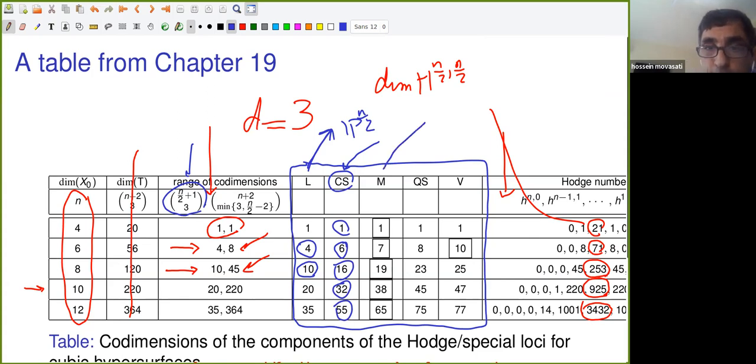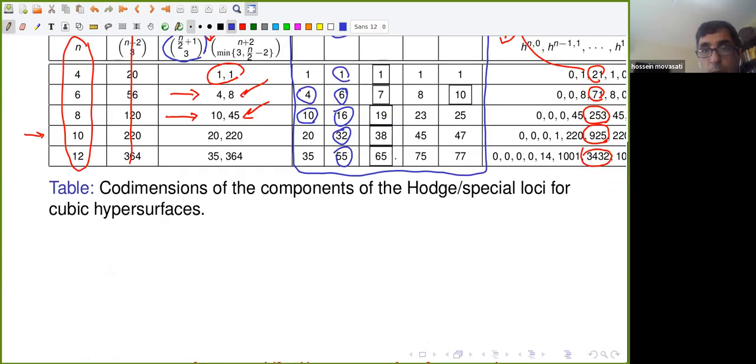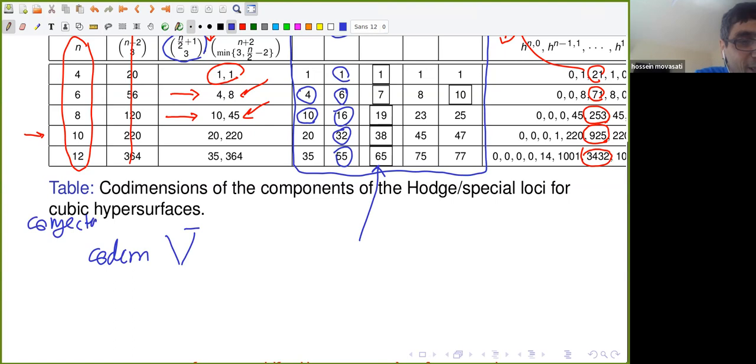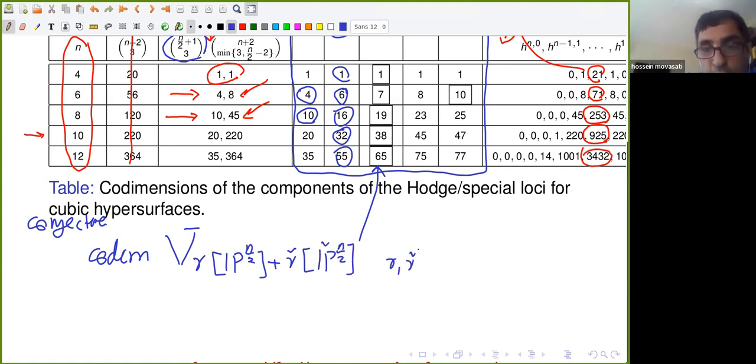I will focus on this third column. This is the codimension. Actually, this is a conjecture. As I said, the Hodge loci that I get are even conjectural. This is the Hodge loci corresponding to the sum of two linear projective algebraic cycles in the format that I mentioned, R and R check. Integers, of course, not equal to zero. And if you want, you put R and R check coprime.